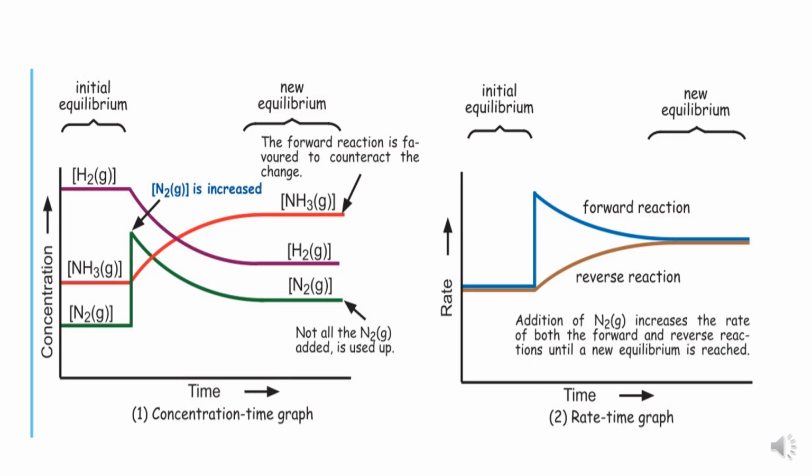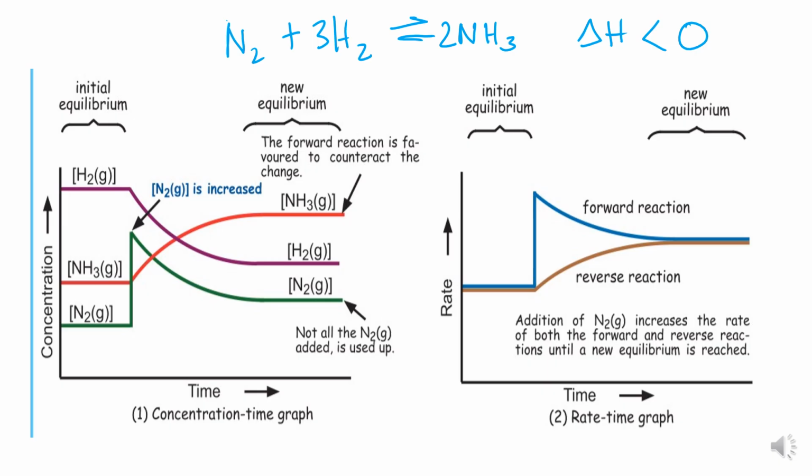If you look here, let's say we're looking at the reaction of N2 plus H2, balance that, at equilibrium, forming NH3, right? And delta H is less than 0. Remember that delta H is given for the forward reaction, which means the forward reaction must be exothermic and the reverse reaction must be endothermic, right? Now, let's look at the concentration versus time graph.